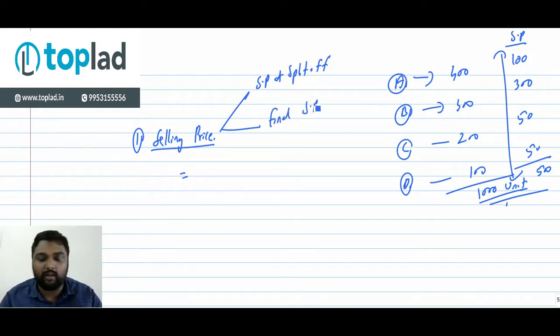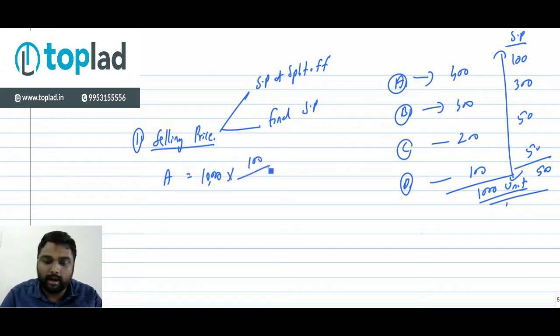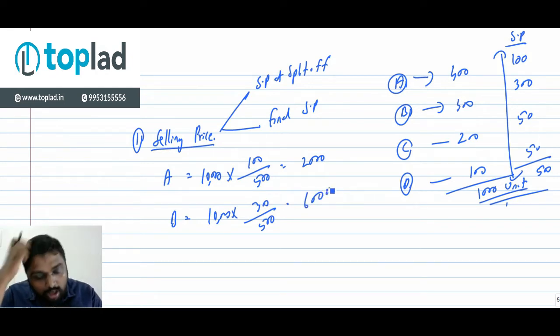Let us take A. How will it come? In the earlier example, if you take A, it will come 10,000 into 100 by 500, here will come 2000. For B, 10,000 into 300 by 500, which will come 6,000. Now, there is some limitation for this method.